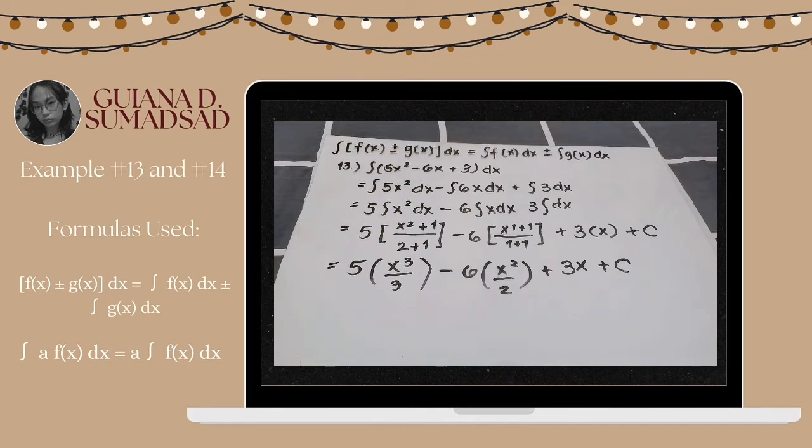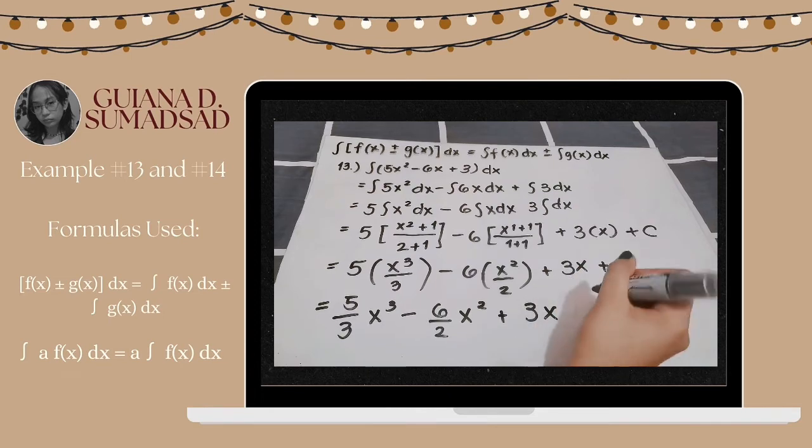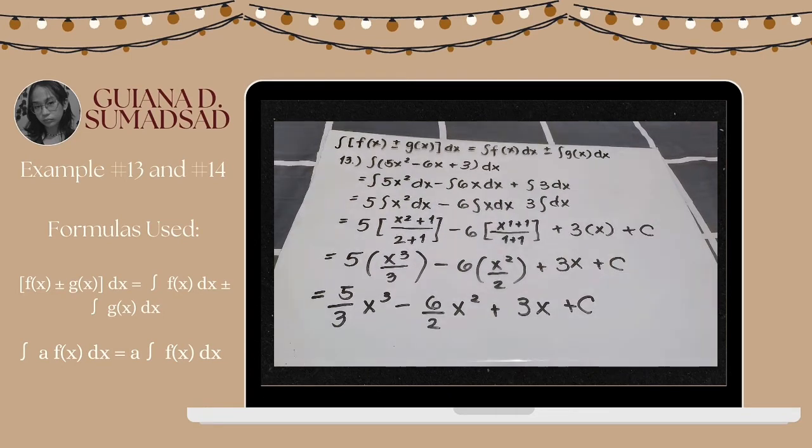Then, for the final answer, 5 over 3 x cubed minus 6 over 2 x squared plus 3x plus c. So this is the final answer. Or it can be 5 over 3x cubed minus 3x squared plus 3x plus c. It can also be like that.